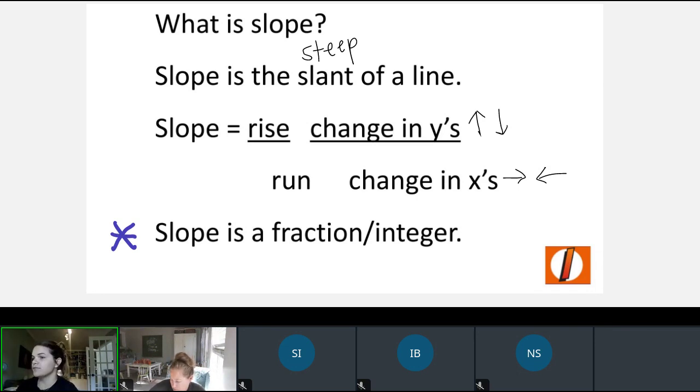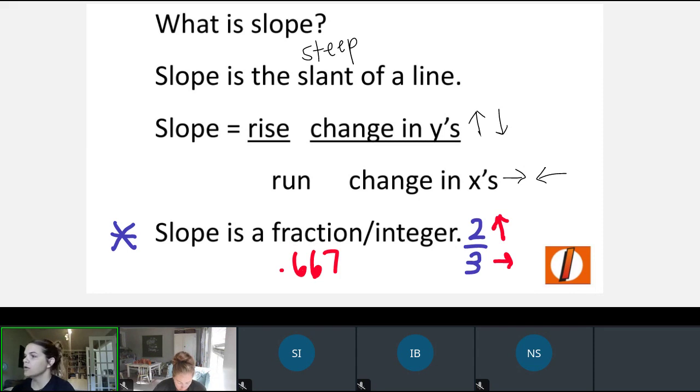The reason we want to leave it as a fraction is, let's say that my slope is 2/3. This 2/3 tells me that I'm going to go up 2 and right 3. If I were to change this to a decimal, which is 0.6 repeating, that doesn't tell me how many I'm rising or running. So we want to leave our slope as a fraction or an integer. If it's just a whole number, like the number 3, then we can assume that there is a 1 on the bottom.